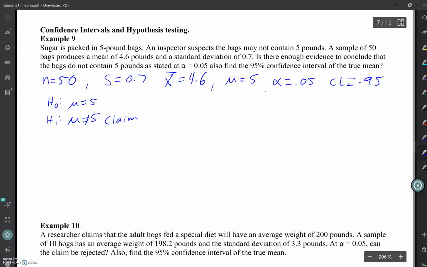Now I could go through and find a test statistic and a p-value and solve it that way. But I also know they're telling me I have to build an interval. So let's build a confidence interval and use that to test our claim. We have one sample, and we have S instead of sigma, so what kind of interval am I building? Is it a Z interval or a T interval? T.